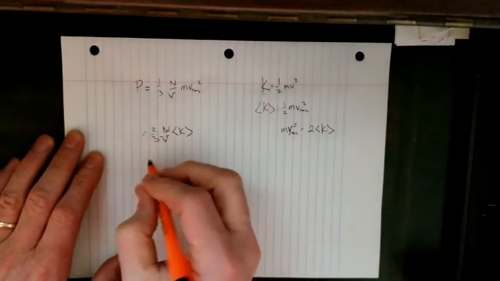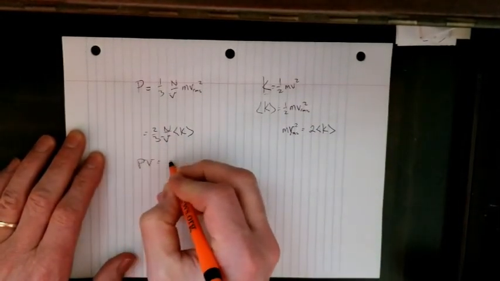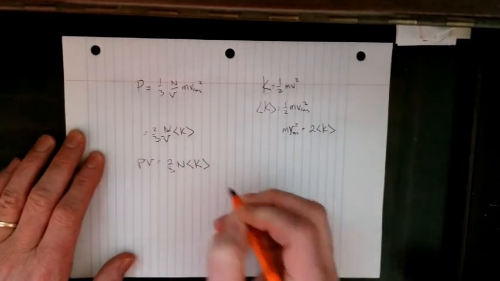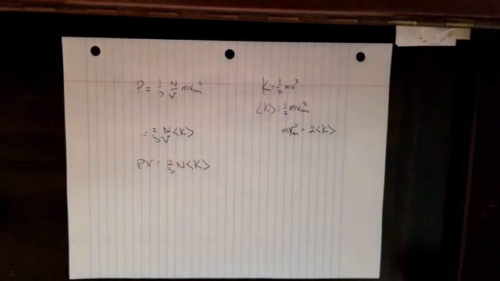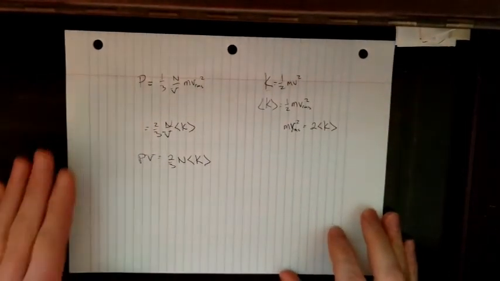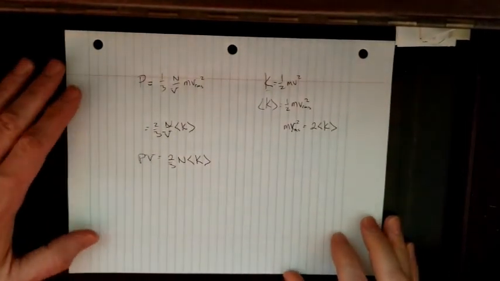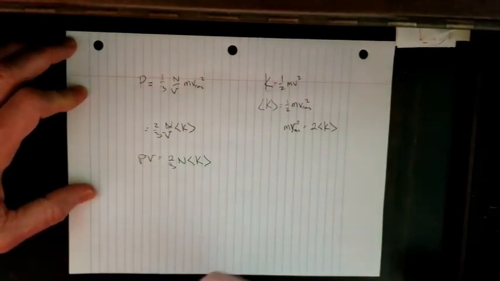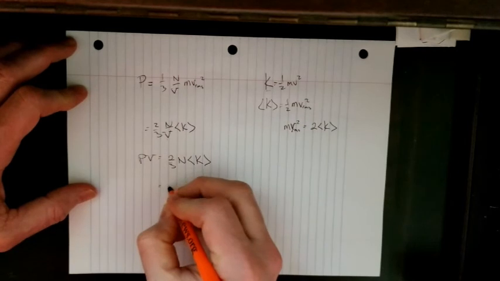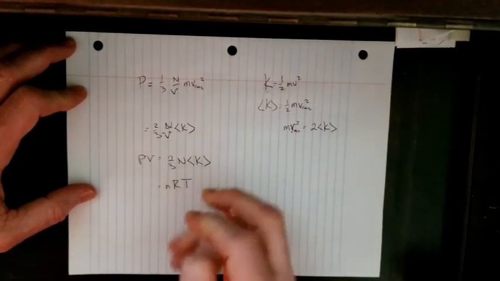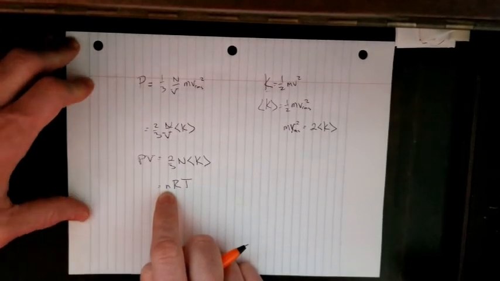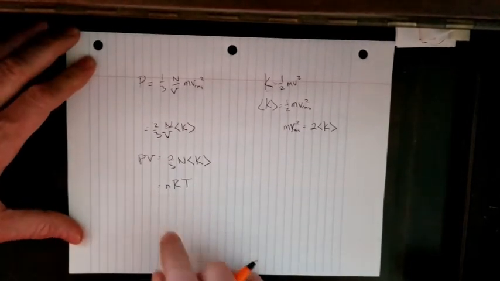Multiply both sides by the volume, so we have PV is equal to 2/3 times the number of particles times the average kinetic energy. So for those of you who have dealt with chemistry before at so many levels, you might be familiar with the PV aspect of it. This is the ideal gas law. PV is equal to nRT. n is the number of moles. Now this might bring back some shudders for some of you, but this is the number of moles.